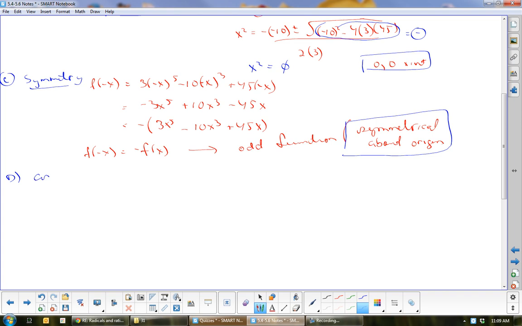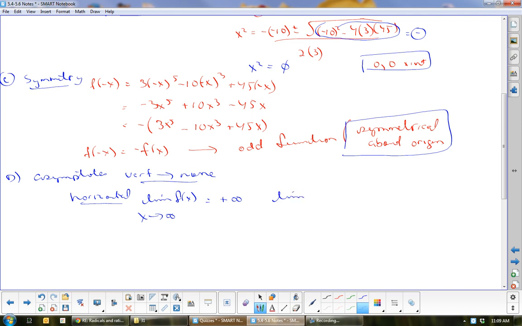Okay, D, asymptotes. So vertical, none, right? Now, horizontal. If it's going to infinity, you want to find out whether it's going to negative infinity or positive infinity. So if you do the limit of f of x as x goes to infinity, if you put it into the formula, you will get positive infinity.